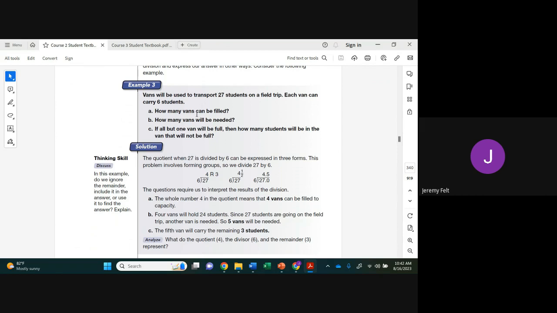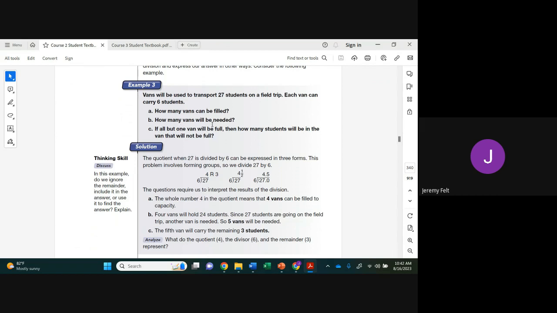So B, how many vans will be needed? Well, we can't just send those 3 students home, or have them ride on top of the van or anything like that. So we're going to have to get a 5th van. So in this real world example, we can't have halves or decimal places or fractions or anything like that because we can't divide that up. We have 3 students that need a van as well. So we can then divide up the 27 into the 5 vans, however we want.